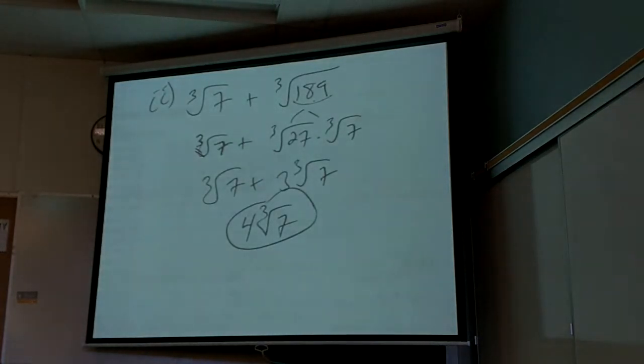So then I get cube root of 7 plus, what's the cube root of 27? 3. So cube root of 7 plus 3 cube root of 7 is 4 cube roots of 7. I like it. So that's the immediate first thing you can do when we learn the whole way to simplify a radical.